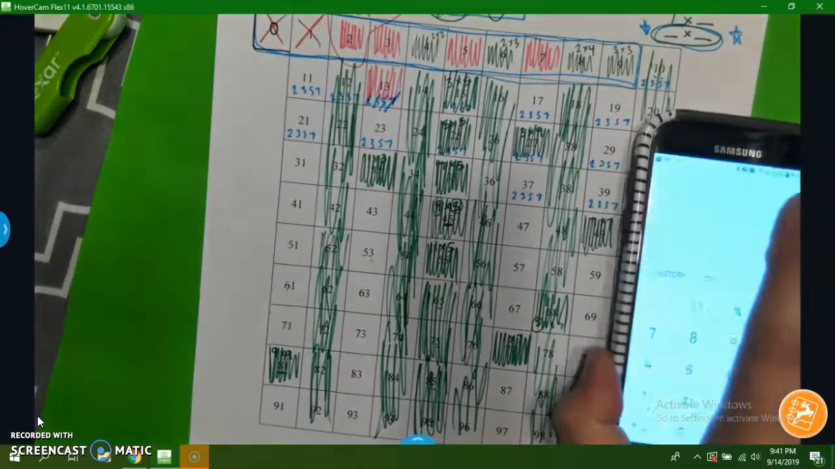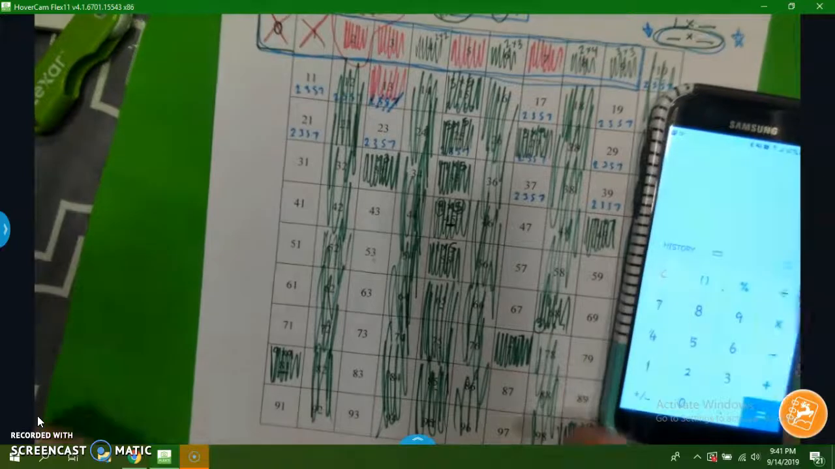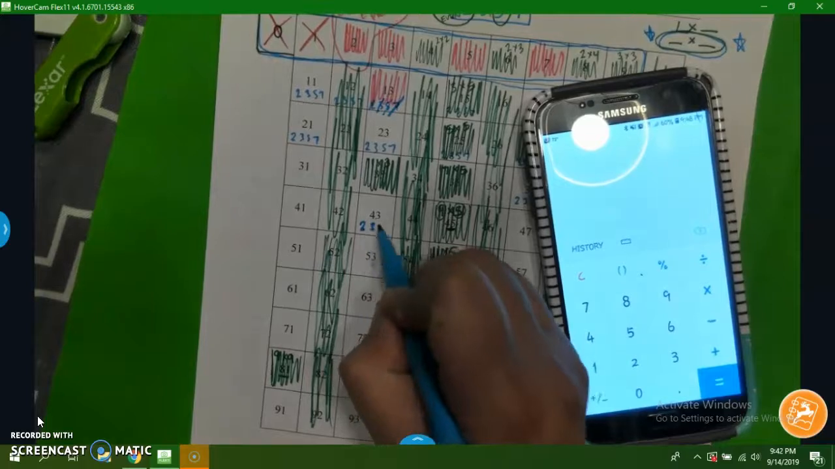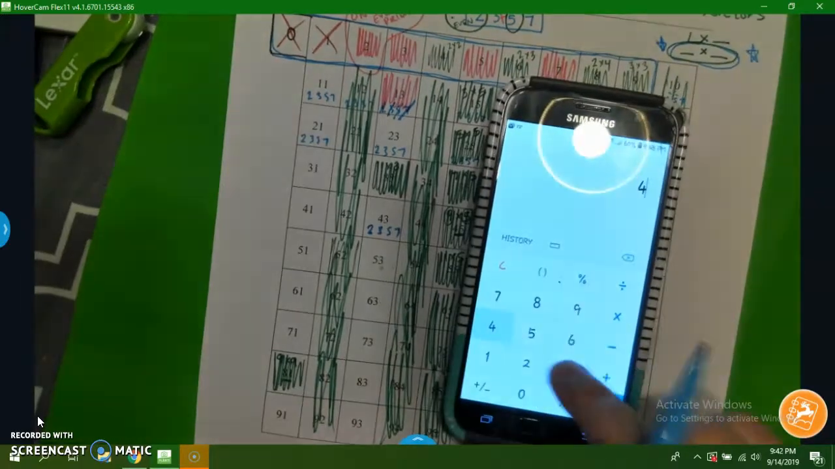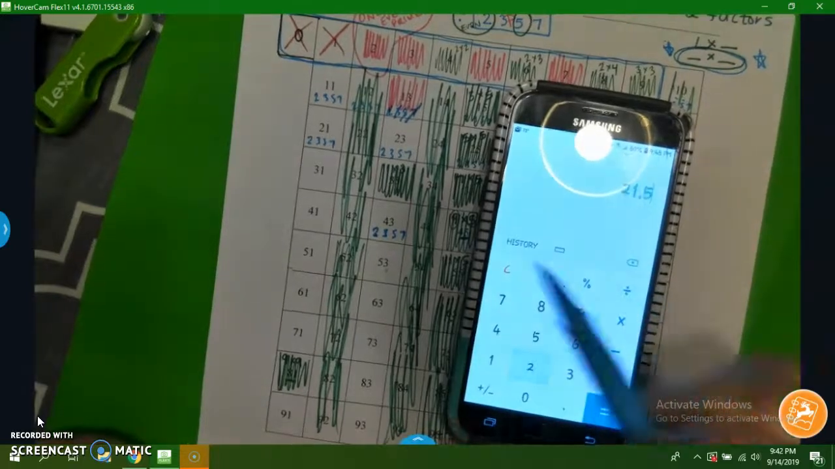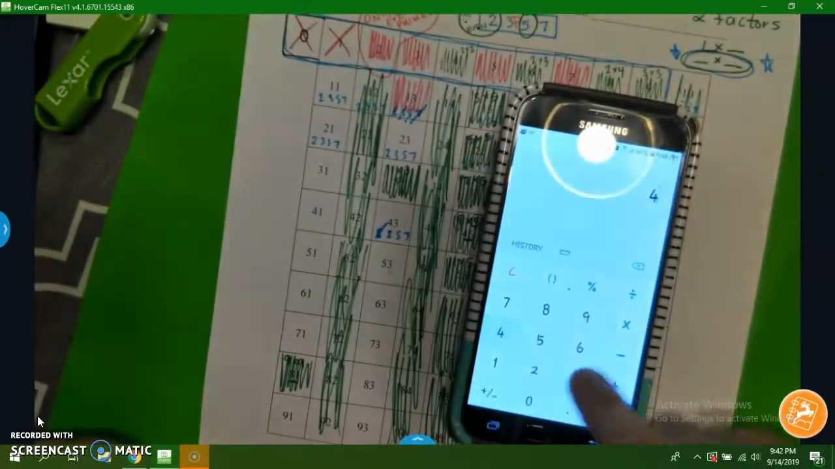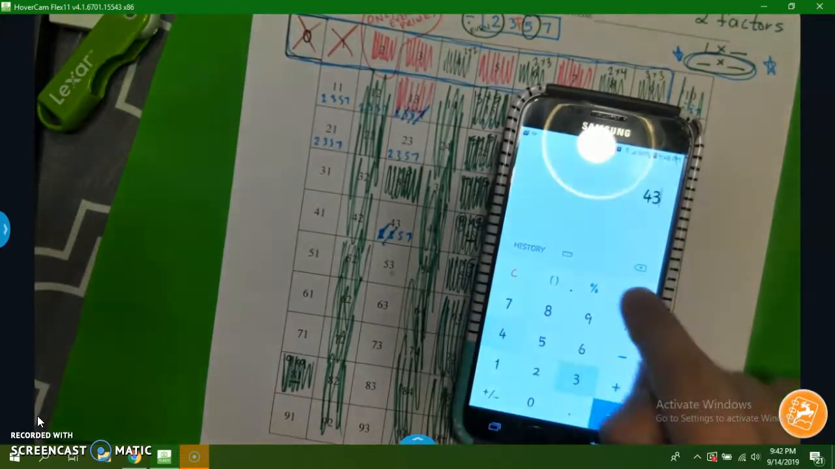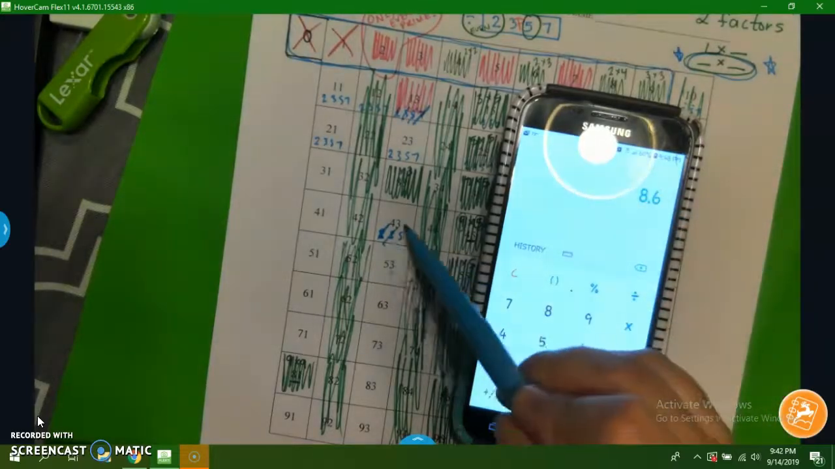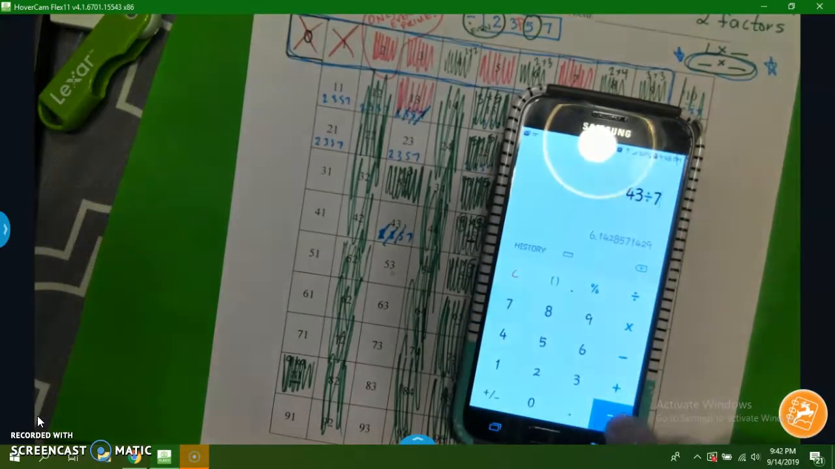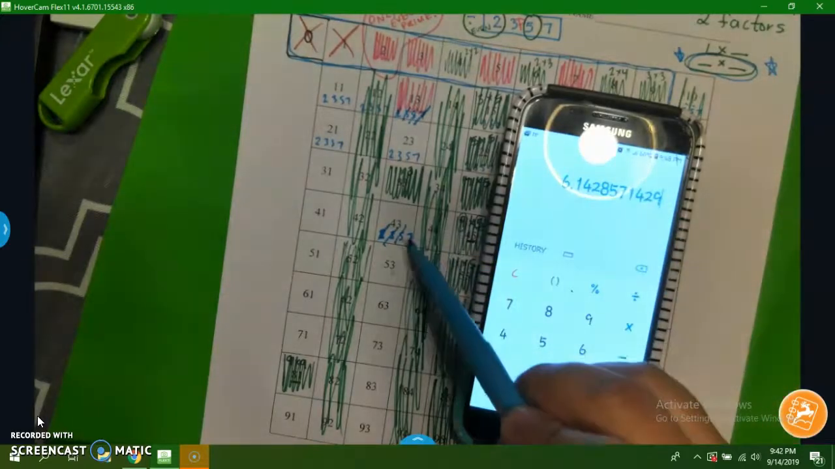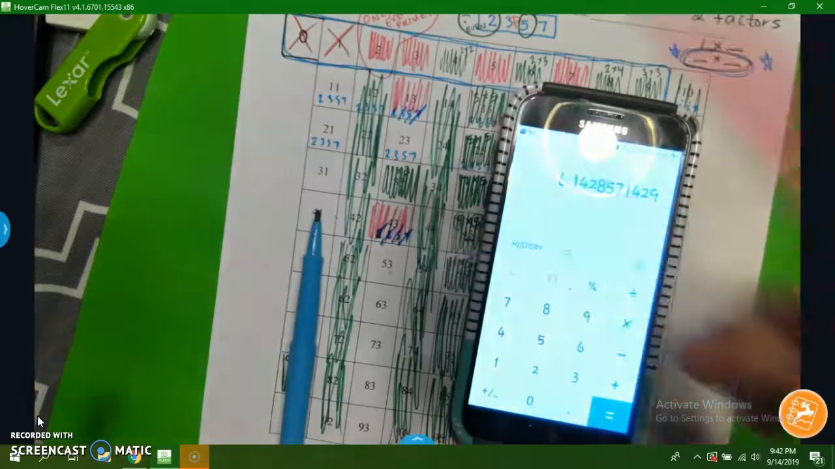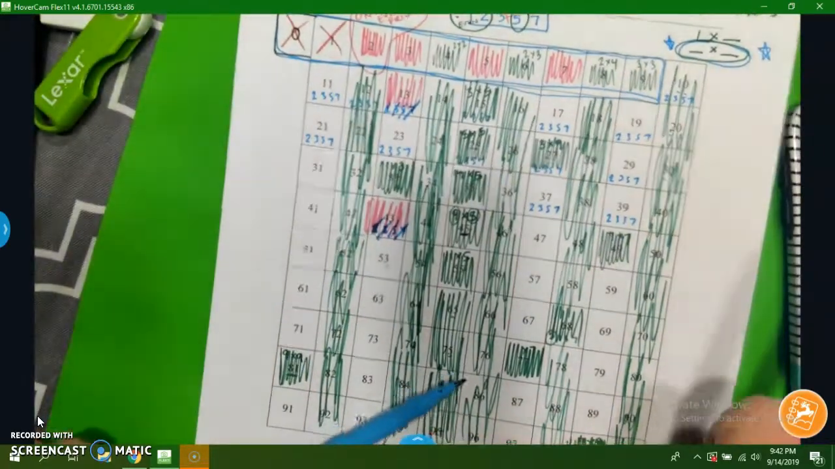So, let's take a number. Let's take 43. So, under 43, let's write 2, 3, 5, 7. And let's work it out. 43 is not going to divide by 2 because it's odd. 43 divided by 3. Decimal. 43 divided by 5. Decimal. 43 divided by 7. Decimal. So, none of them works, which means 43 is prime. Okay? Let's go to one that tricks everybody all the time.